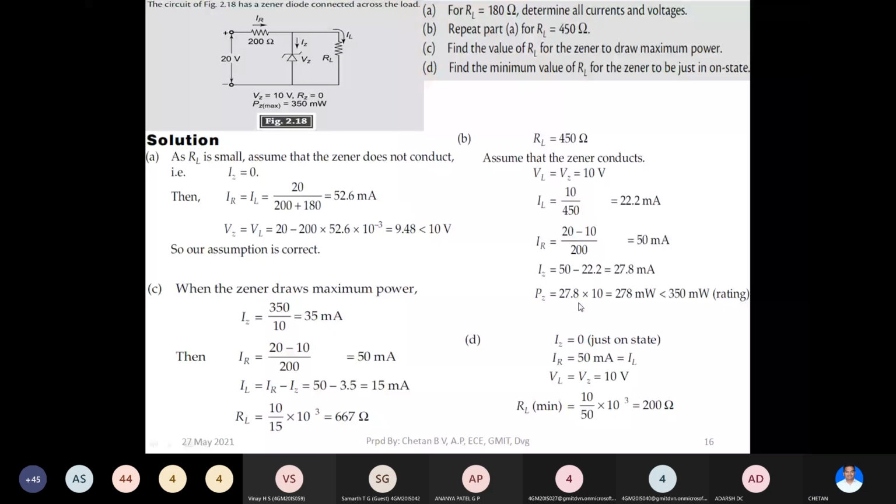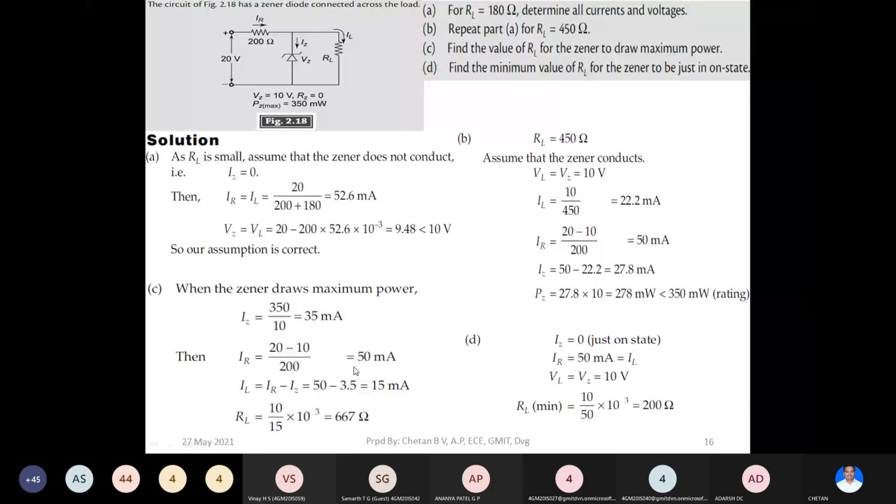Then afterwards, the case number 3 or C, where Zener diode is drawing maximum power. If Zener diode is drawing maximum power, it means that the maximum value of current is flowing through this. Using that, you find out Iz, and maximum power is given, which is 350 divided by 10. What is 10? 10 is Vz. So power divided by Vz, you will get the maximum value of Iz. Then after getting Iz, use this to find out this IR. What is IR? This potential, that is 20 minus 10 divided by 200. So it is around 50 milliampere.